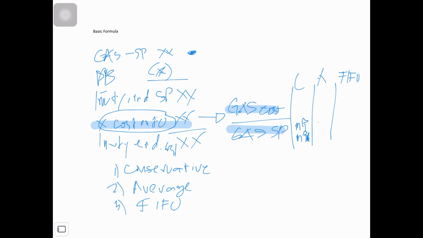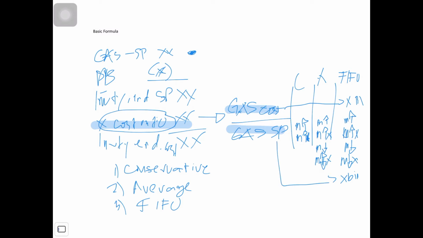In average, it is markup, markup cancellation, markdown, markdown cancellation. In FIFO, guys, it is the same as average: markup, markup cancellation, markdown, markdown cancellation. However, there is one difference between average and FIFO. Here there is no beginning inventory.